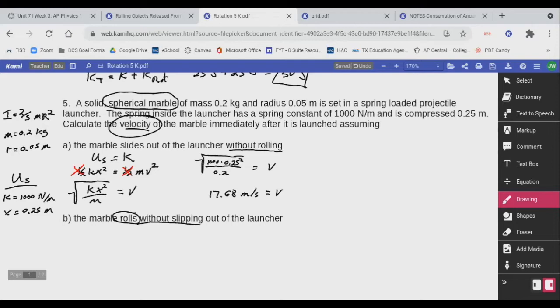Yes? If it's rolling, why don't we include the rotational kinetic energy as well? Here it's not rolling. It says the marble slides out of the launcher without rolling. Right, okay. But because you asked, let's do it with rolling. I'm just kidding. It's not because she asked. It's because part B says it rolls without slipping.